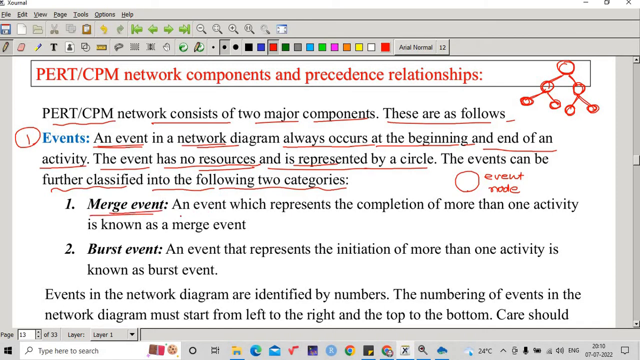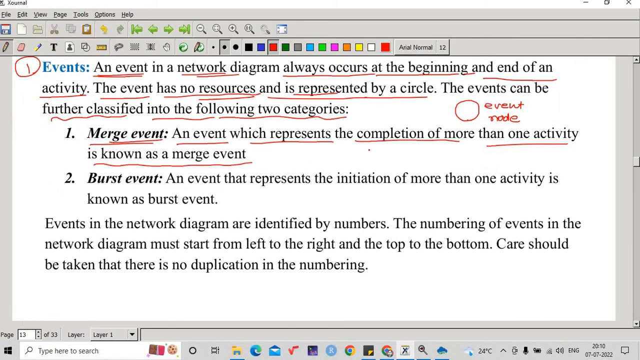Merge event. An event which represents the completion of more than one activity is known as the merge event. Alright, let me give you one example here. Suppose I'm having three activities: first activity, second activity and third activity, and all are merging to one node. So these events are called as the merge event. Which event? This event. This is called as the merge event.